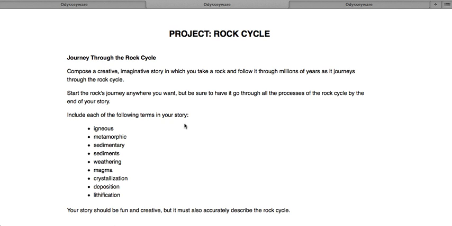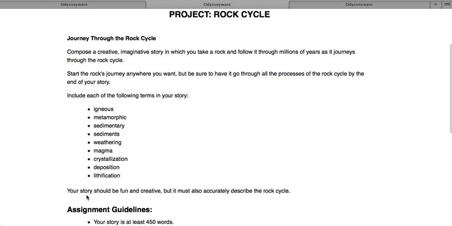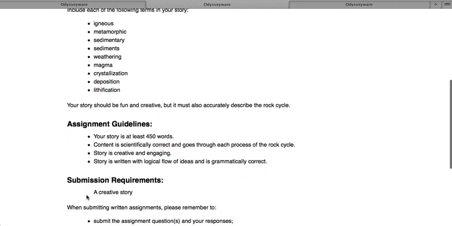So you're going to have some components of the grade that I'm going to be looking for. But before we go there, you see down here it talks about what to include in each of the terms. So obviously, the three types of rocks, whether it be igneous, metamorphic, or sedimentary. And then, of course, the terminology from that lesson, you're going to want to include that in there. So I'm going to be looking for some of these terms in your story. Okay, so it says here that the story should be fun and creative, but it should also accurately describe the rock cycle.